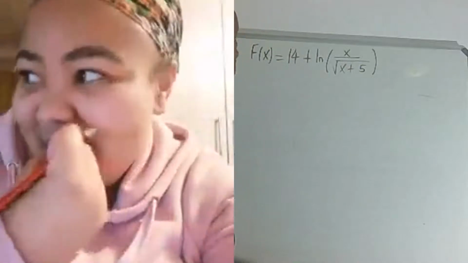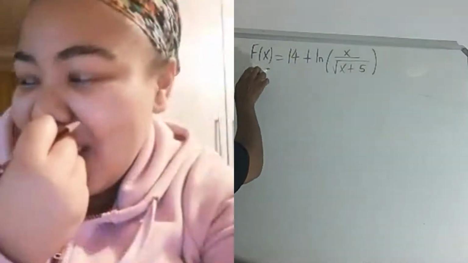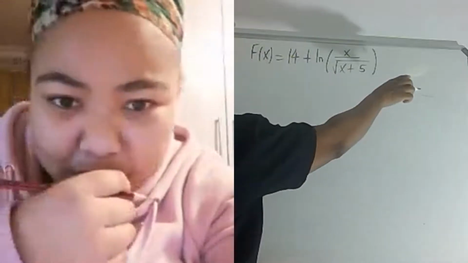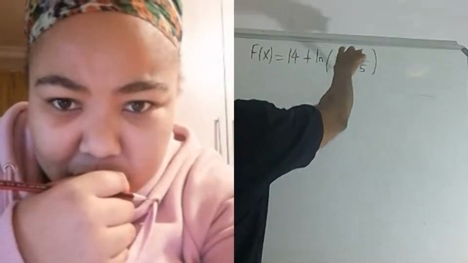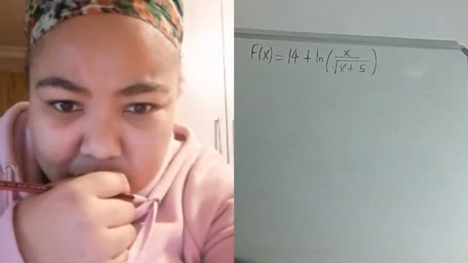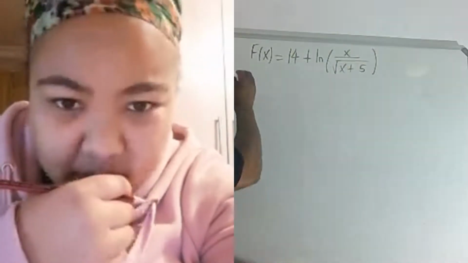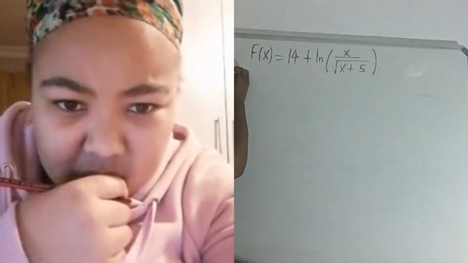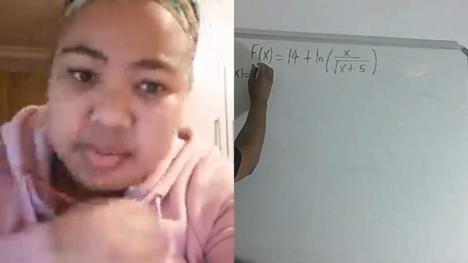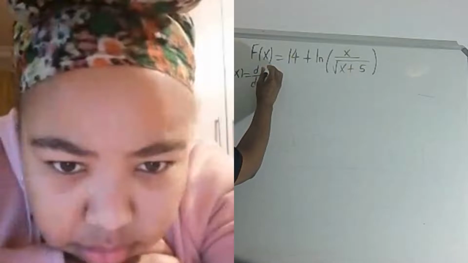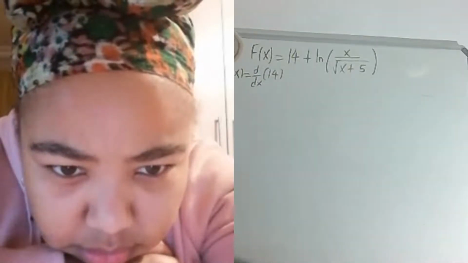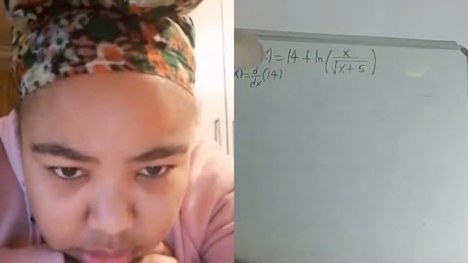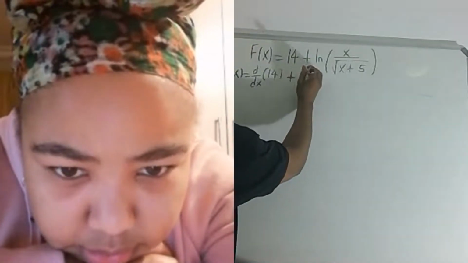It's easy, I promise. So what we're going to do first is differentiate everything. But this one here is a quotient. Let me say f prime of x equals, we differentiate 14, which you know is going to be, when you differentiate 14, what do you get? 0. Okay. So now you come here and differentiate all of this.